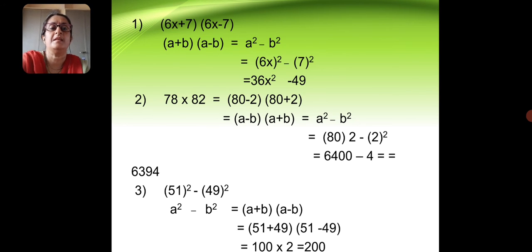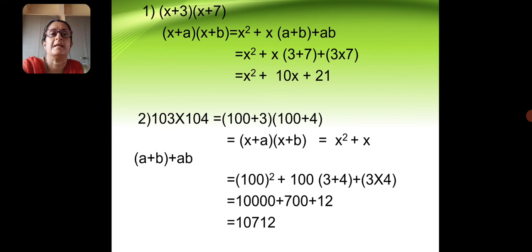Next, 51 square minus 49 square. So it is 51 square, we are going to consider as A square, and minus 49 square is considered as B square. So what is 51? That is A plus B, and 49 is A minus B. So we are going to consider A as 51 and B as 49. So A plus B is 51 plus 49 and A minus B is 51 minus 49. So 51 plus 49 is 100. 51 minus 49 is 2. So 100 into 2 is 200.